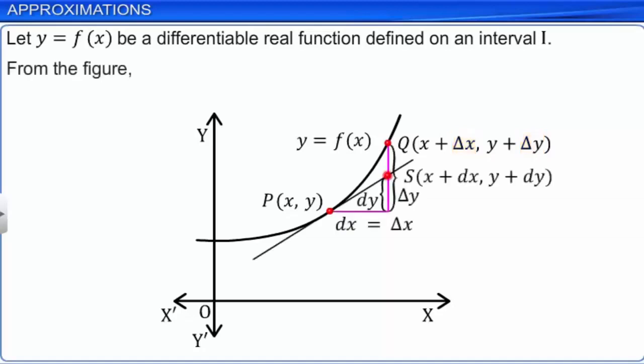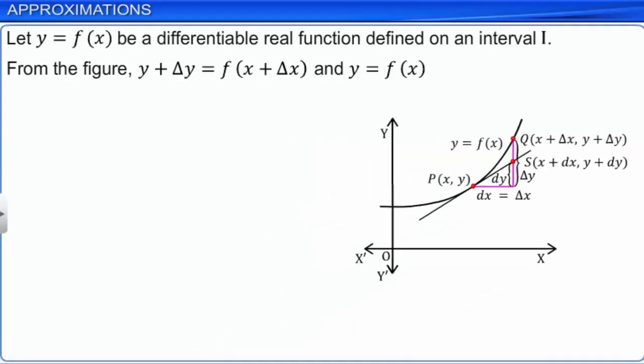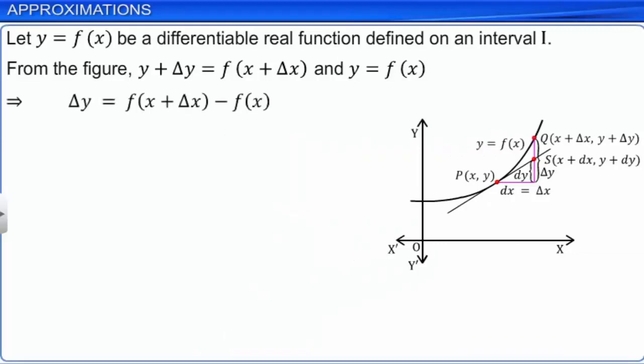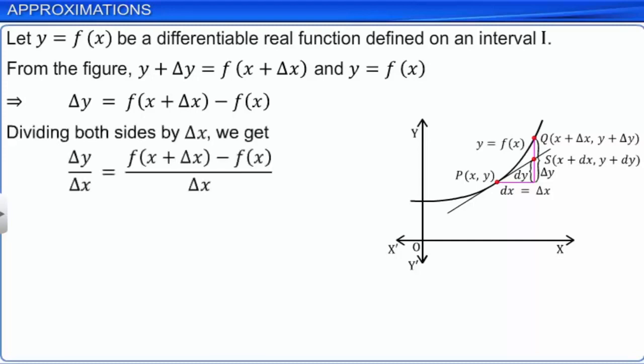From the figure, y + Δy = f(x + Δx) and y = f(x). This gives us Δy = f(x + Δx) − f(x). Dividing both sides by Δx, we get the equation as shown. Denote this by equation 1.